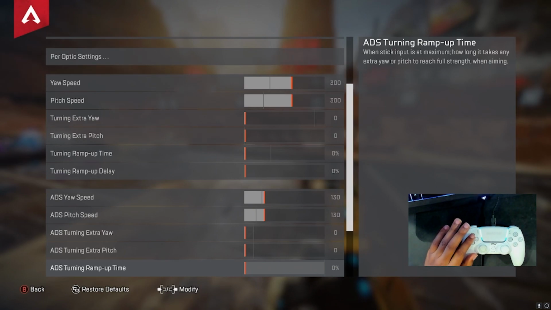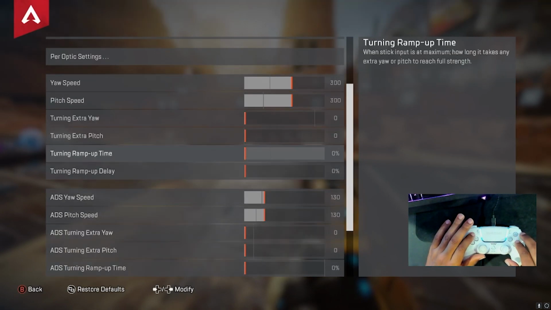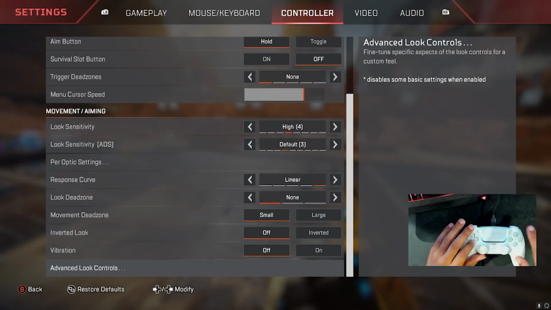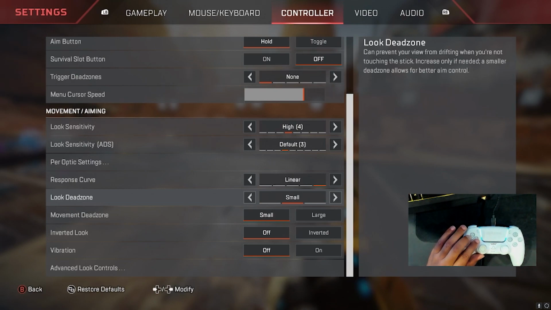If you want to try no dead zone, you can. And this goes for out here as well. If you want to try no dead zone, you absolutely can. But if your stick drift is just so crazy and you can't keep up with it, I would definitely recommend going for a small dead zone.